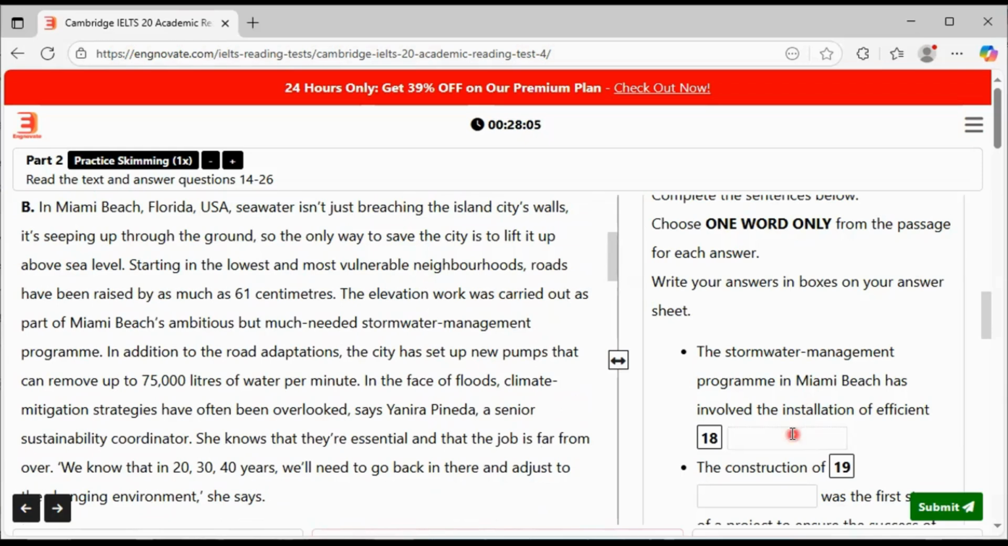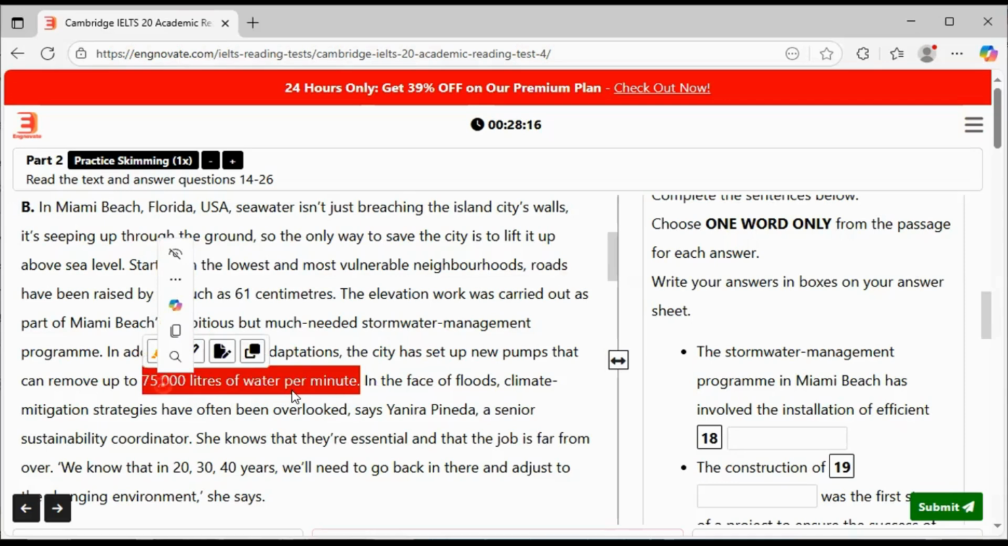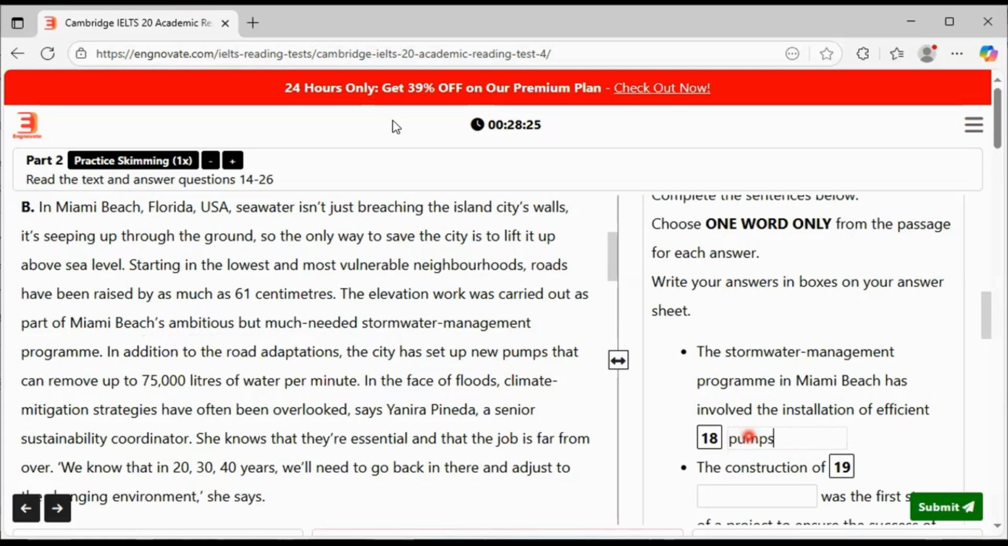It's looking like pumps is the only thing that sounds logical to me. Funny enough, I'm not seeing anything like efficient, except maybe this calculation here represents efficient. So new pumps. The city has set up new pumps. So number 18, I'm going to put pumps. Installation of efficient pumps.